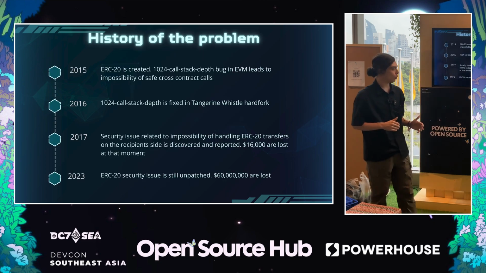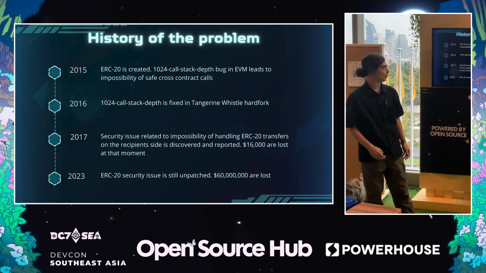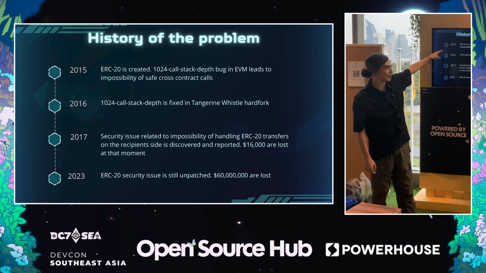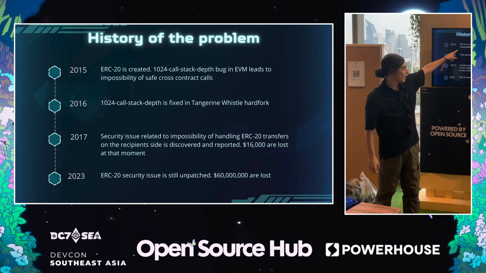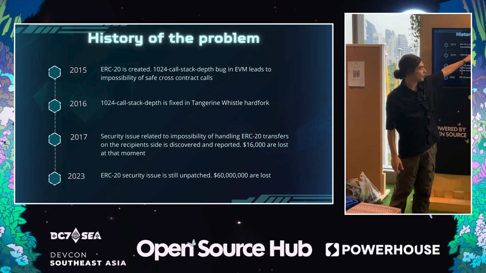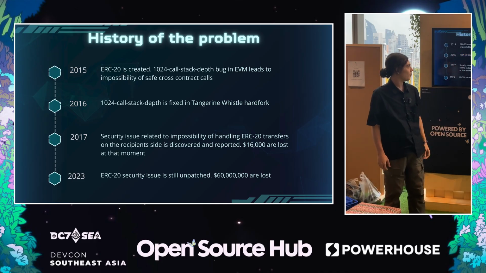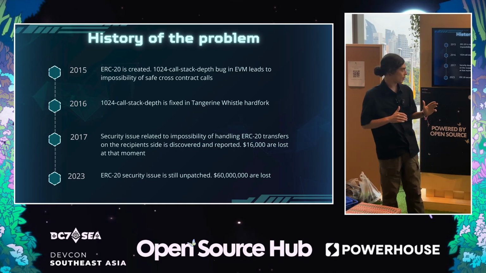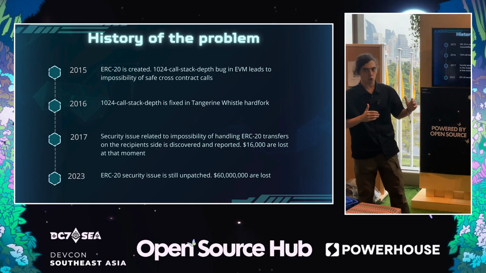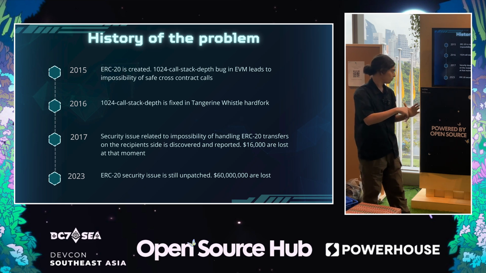So I would like to dive into the history of this problem and explain how this happened. The ERC20 standard was created in 2015. This was quite an early day of Ethereum, and there was a call stack depth bug in the EVM. I don't want to dive into details of what this bug was, but it made it impossible to safely call one smart contract from another smart contract.